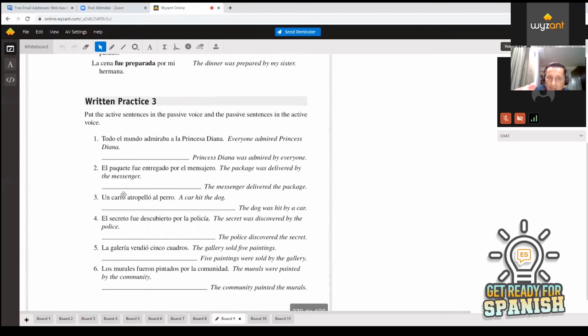Let's do one exercise. Let's do an example here. Just one sentence. It says here, todo el mundo admiraba a la princesa Diana. Everyone admired Princess Diana. Okay? That's active. Todo el mundo, everybody, is doing this action. Okay? We want to say Princess Diana was admired by everyone. Or Princess Diana was admired. How would we say that?